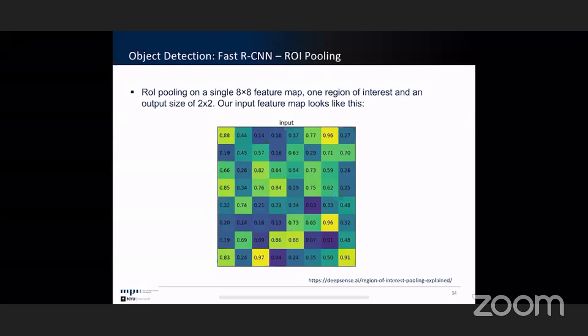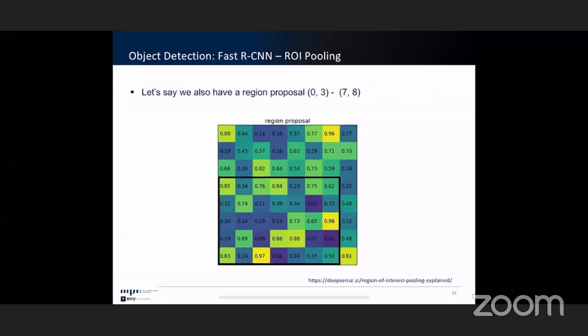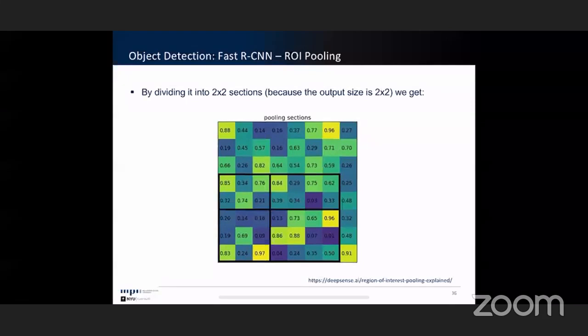No matter what the input size is, it will give us an output of size 2x2. So let's say this is the region proposal, what we got from selective search. We mapped it onto our feature map, and we then want to convert this into a 2x2 representation. How you do it is really straightforward, the simplest way you can think of. You would first divide it into a 2x2 window.